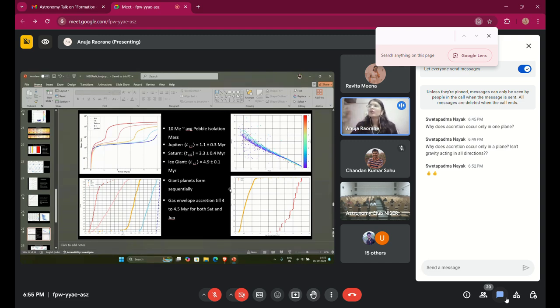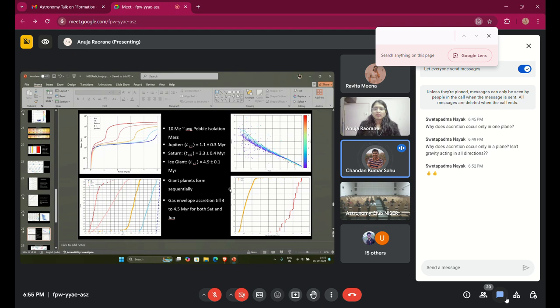And when we are talking about pebble accretion, I had mentioned that these pebbles are not forming physically or even getting accreted physically in our simulations. It's just simple mass addition or mass growth based on different calculations.